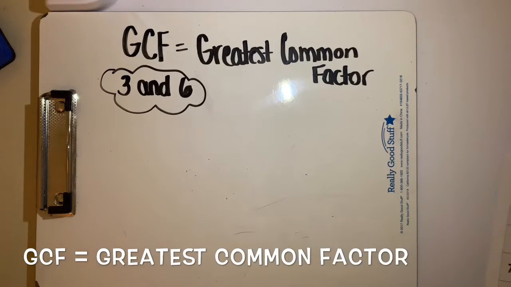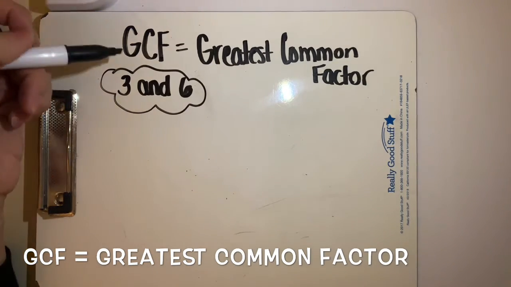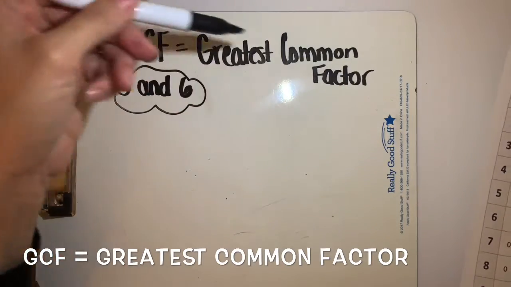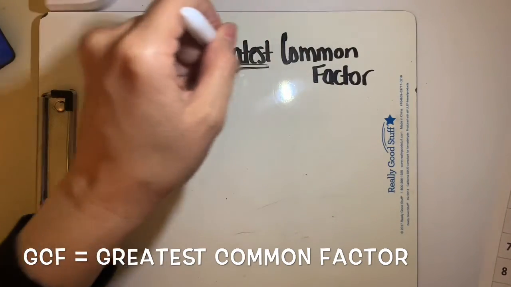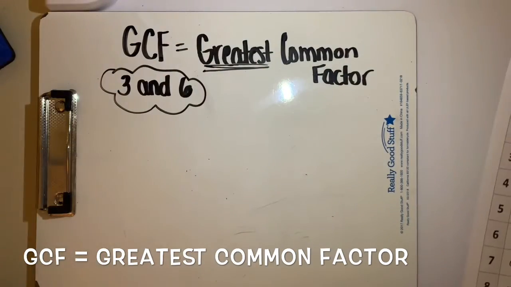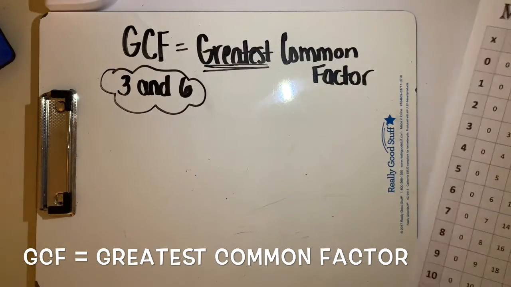All right, in this video, I'm going to show you how to find the GCF. That is the greatest common factor. So we want to find the number that is the biggest that both numbers that we're looking for, or sometimes three numbers, have in common.